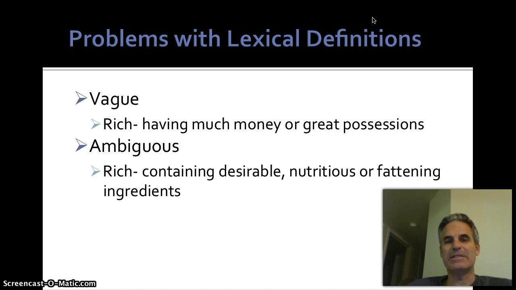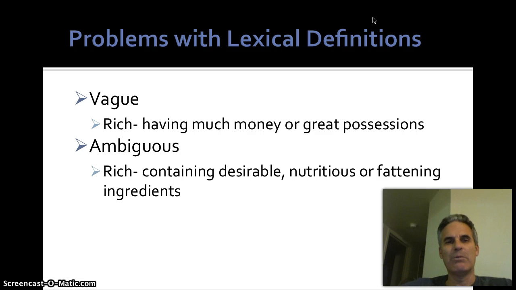Rich means containing desirable, nutritious, or fattening ingredients. All right? So if we say that somebody's rich, are we saying that they have a lot of money, or are we saying that they are fattening if you eat them? Okay, let's get off the cannibalism thing. But you get the point, right? Rich could mean two different things.